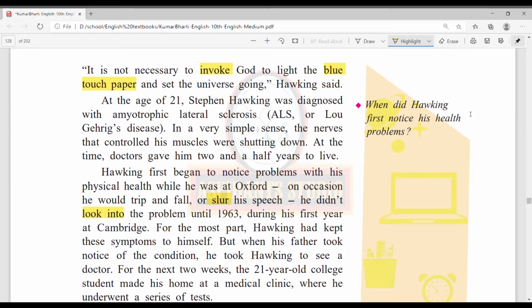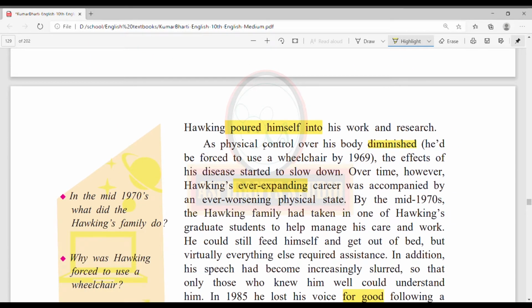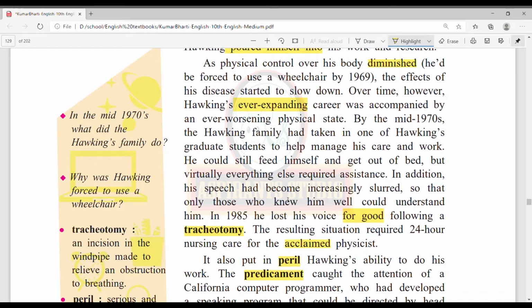Now, when did Hawking first notice his health problems? Hawking noticed his first problems with his physical health while at Oxford and later at Cambridge. Here, poured himself into means got deeply involved with. Diminished means reduced. Ever expanding means quickly increasing. For good means permanently.